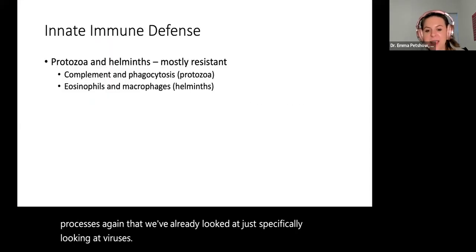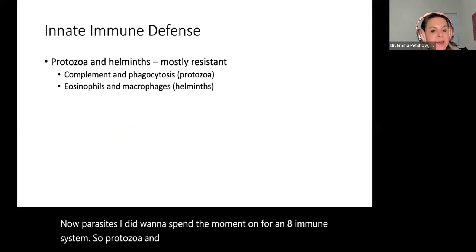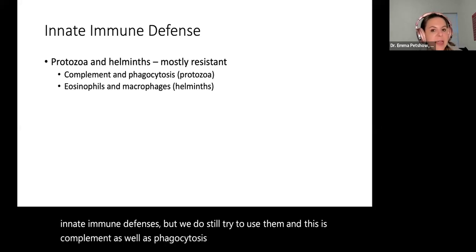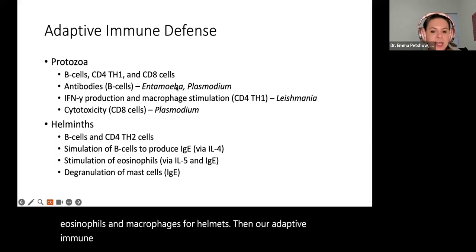Now, parasites, I did want to spend a moment on for innate immune systems, so protozoa and helminths. They're mainly resistant to the innate immune defenses, but we do still try to use them. And this is complement as well as phagocytosis for protozoa and eosinophils and macrophages for helminths. Then our adaptive immune defense, you can kind of see, I tried to put some specific components of who might be where.